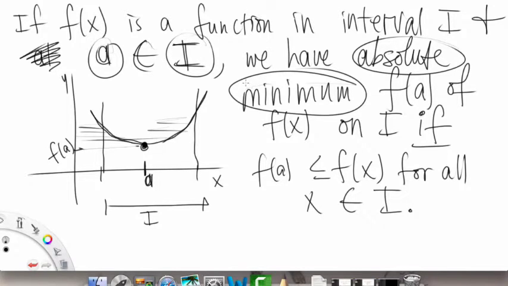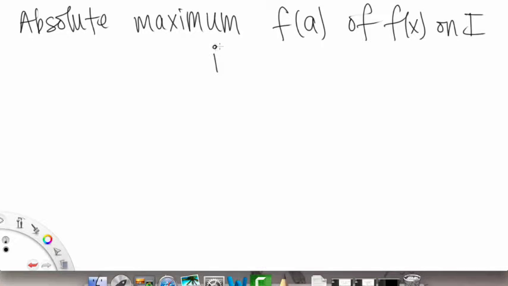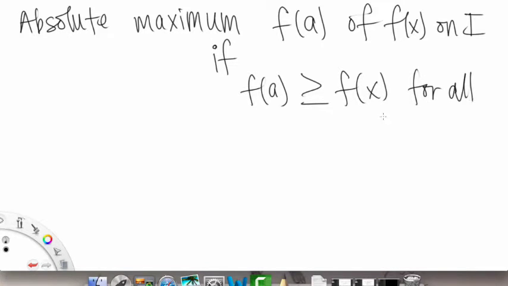Okay, and conversely, let's say we have an absolute maximum. Again, the beginning is the same. So if f of x is a function on the interval I, and A is within I somewhere, then we have an absolute maximum f of A of f of x on the interval I if f of A is now greater than or equal to f of x for all of the x in the x interval called I. So this is basically telling us the opposite.